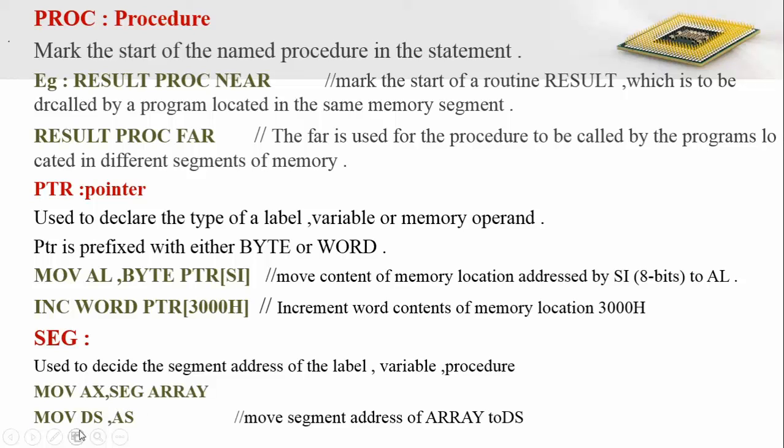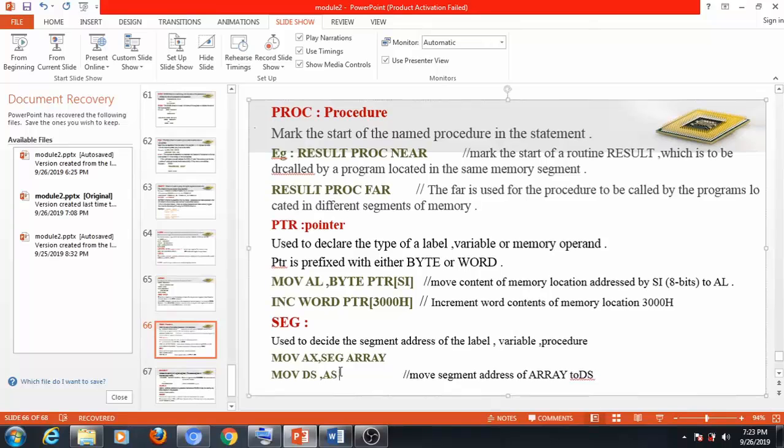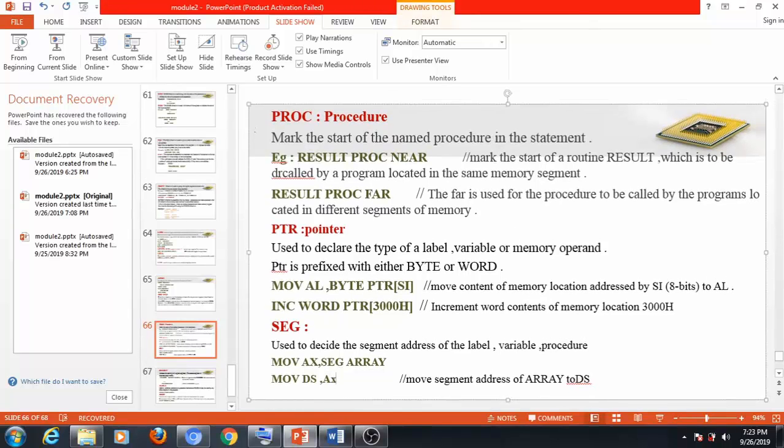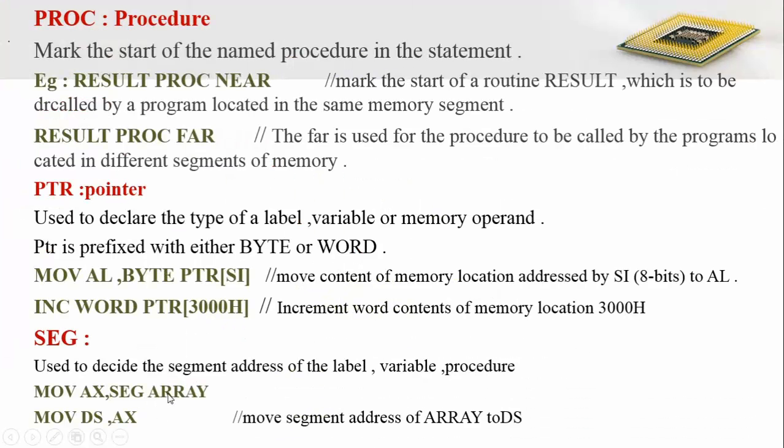Sorry, here again a mistake. Here it is AX. So after loading the segment address of this array label to the AX register, from there we can move it to the data segment register. We cannot directly transfer a segment address to the DS register, so we need to place the address in the AX register first. From AX we need to load it into the data segment register.